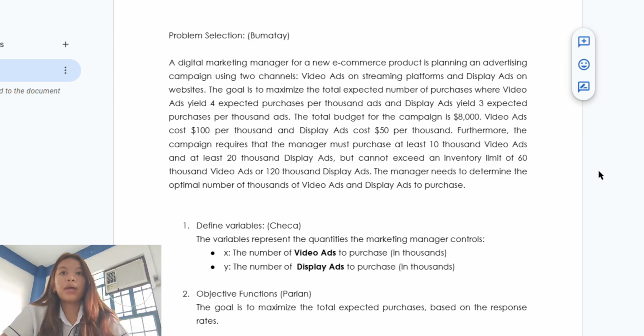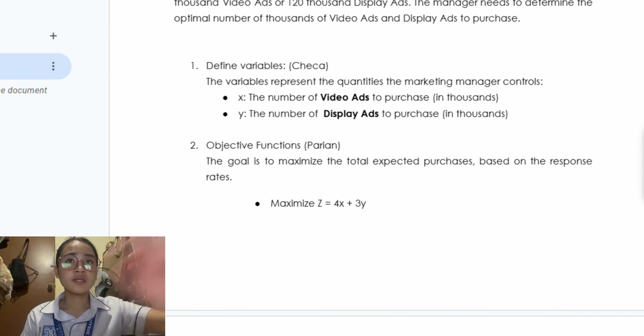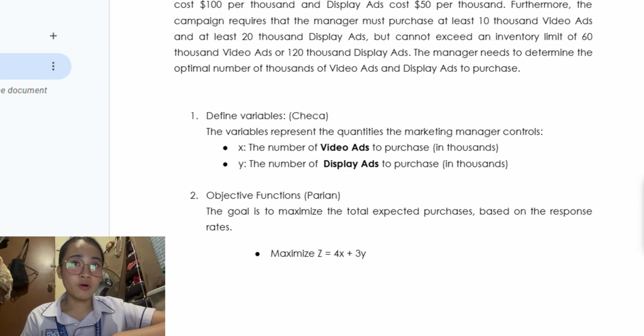Furthermore, the campaign requires that the manager must purchase at least 10,000 video ads and at least 20,000 display ads, but cannot exceed an inventory limit of 16,000 video ads or 120 display ads. The manager needs to determine the optimal number of thousands of video ads and display ads to purchase. So let us define the variables. So let X be the number of video ads to purchase in thousands and Y be the number of display ads to purchase in thousands.